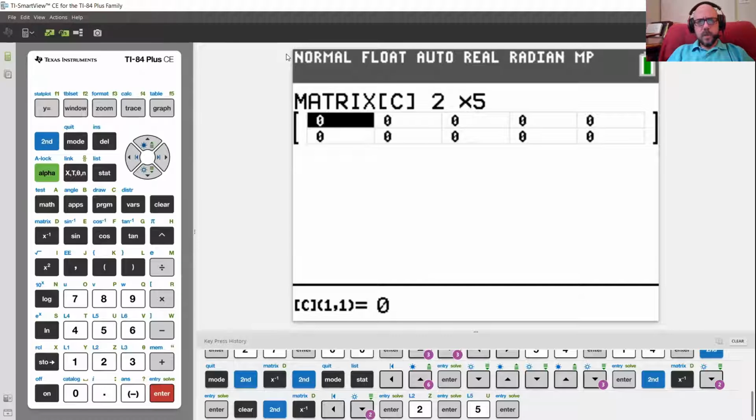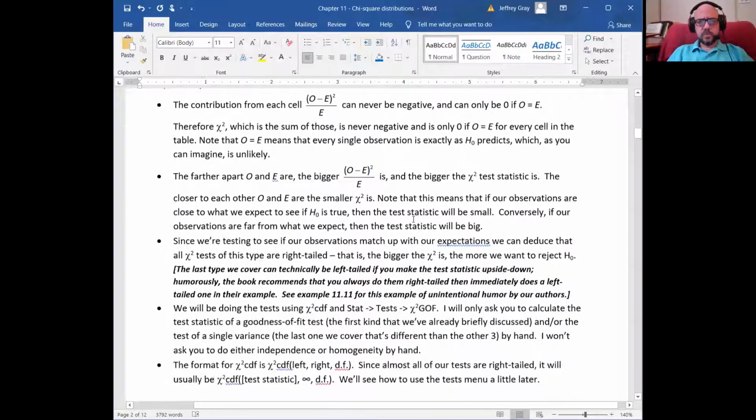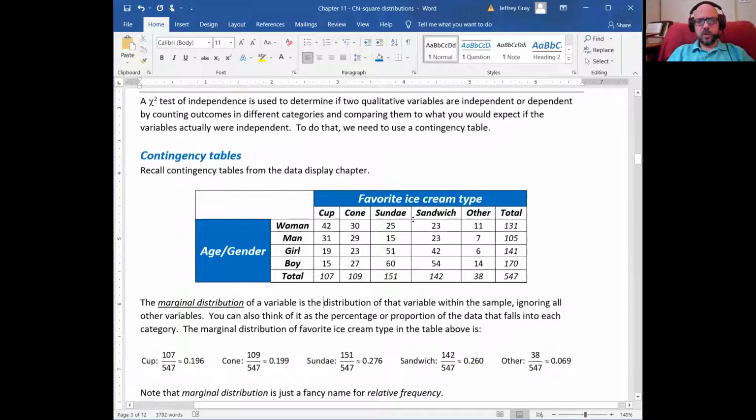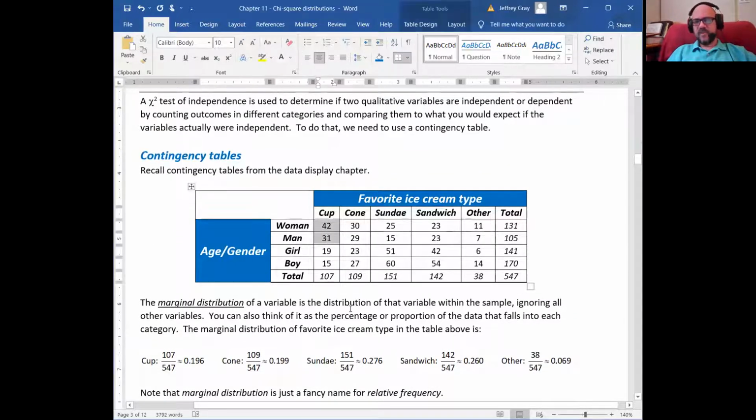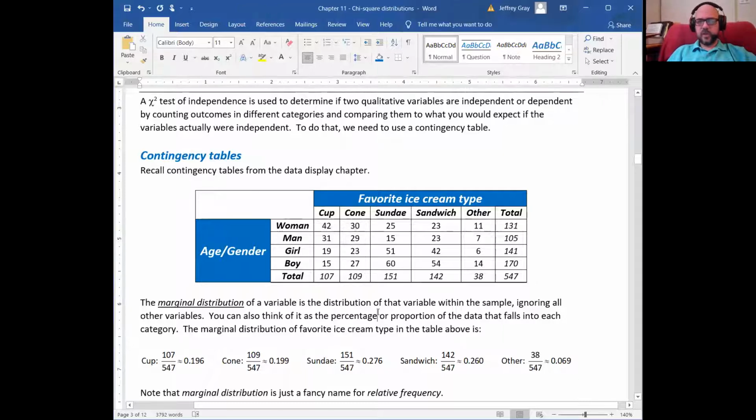So let's go look at my table for a second. This table right here. So for the adults, I'm going to combine men and women, right? So I'm going to have 73 in for cup and 59 in for cone, etc. So I'm going to go ahead and do that right now. I'm going to pause the recording so you don't have to sit here and watch me add and type, and I will be right back. All right, I've got the table typed in.